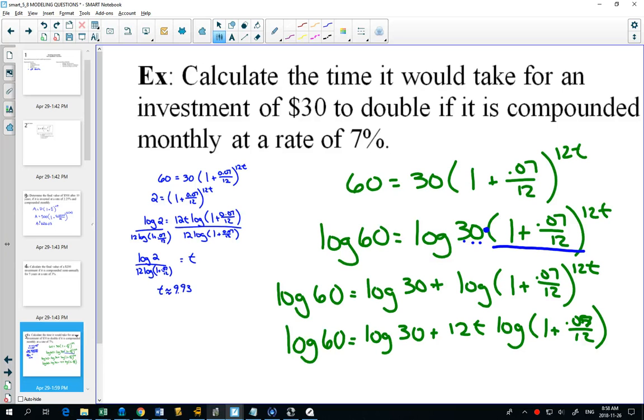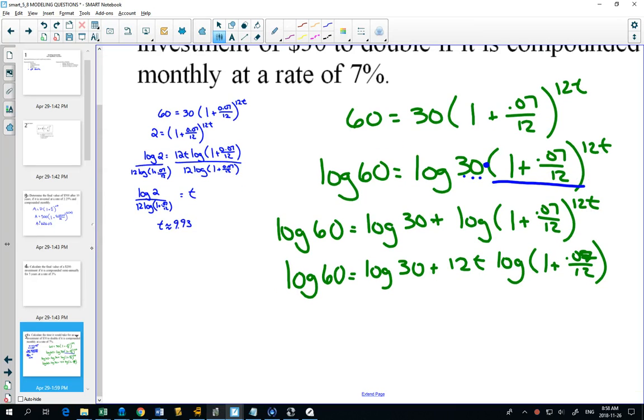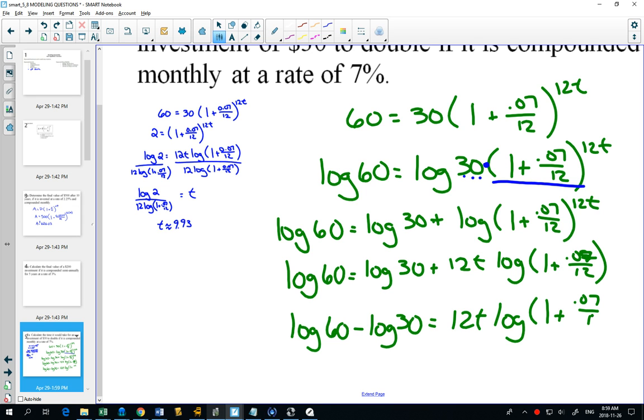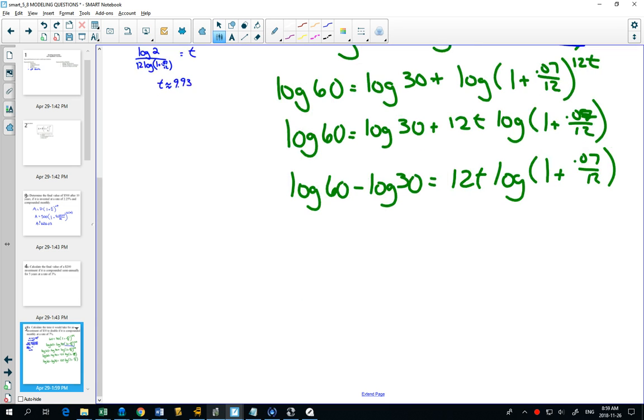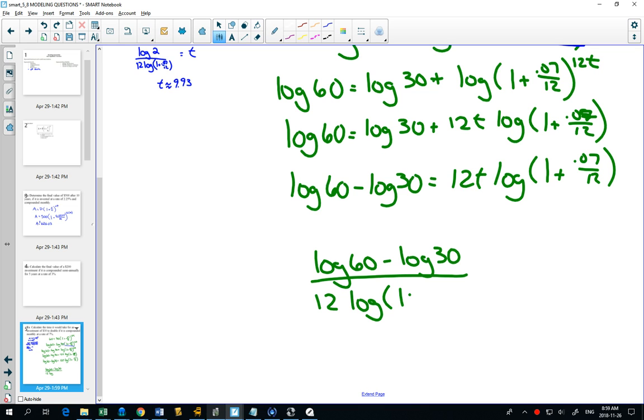0.07. So how do we solve for t? Well, we move everything over to one side that doesn't have the t in it. And finally, divide both sides by 12 and log of 1 plus 0.07 divided by 12 to get t by itself.